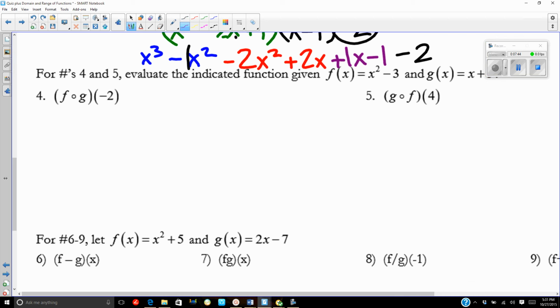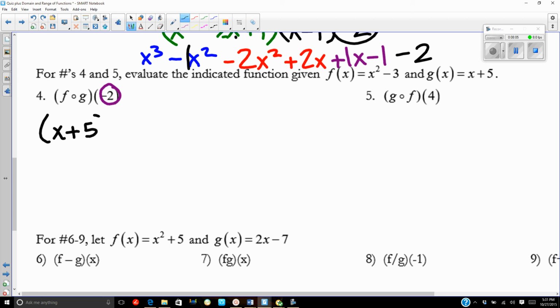All right, 4 and 5 are considerably shorter because instead of in terms of x, number 4 wants it in terms of negative 2. So what that means is f of g of x is going to be, let me just move my recorder out of the way, instead of x squared minus 3, it's going to be x plus 5 squared minus 3. And instead of doing all that math and multiplying x plus 5 times itself, we can just insert that negative 2 in for x right now. And that's what I would encourage you to do right now.